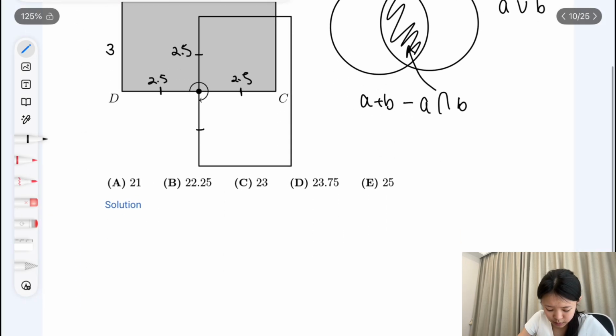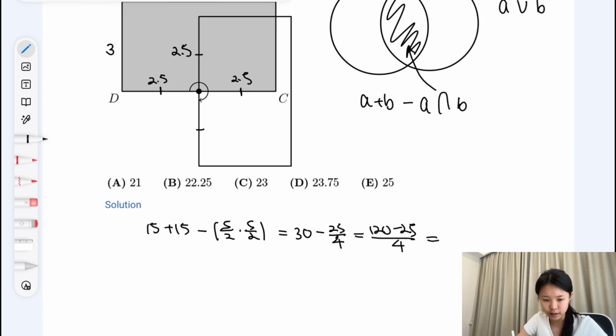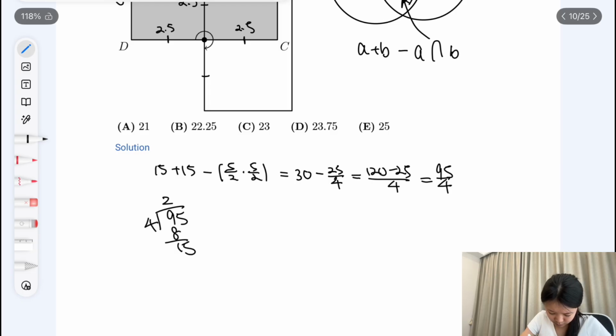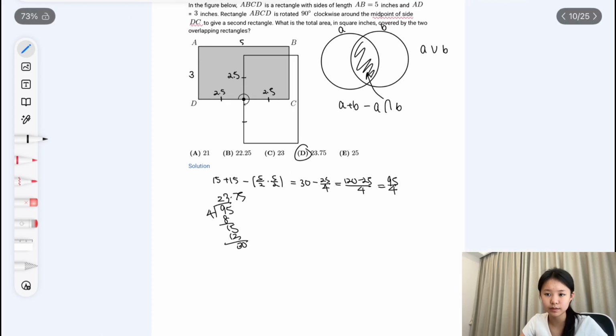So the total area is 15, and so for 2 15s, it's 15 plus 15 minus 5 over 2 times 5 over 2. So 30 minus 25 divided by 4 equals 120 minus 25 divided by 4, which is 95 divided by 4. And so simply we can divide that to find our answer. Yep. So that means our answer is D, which is 23.75.